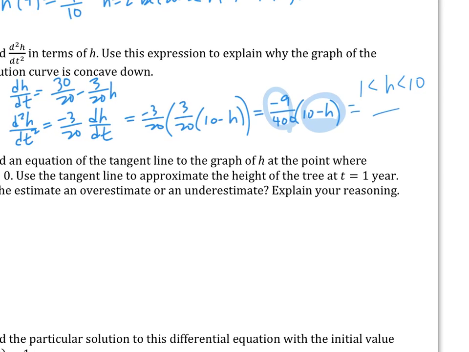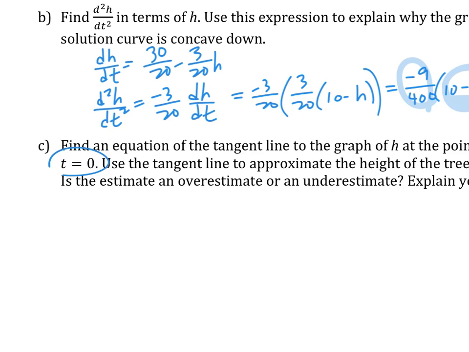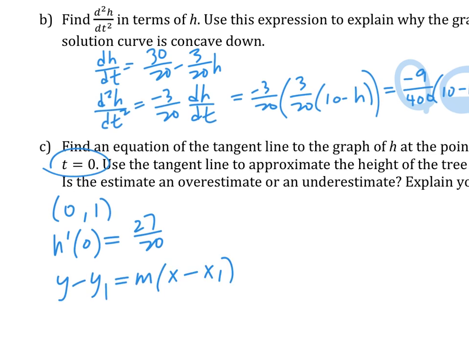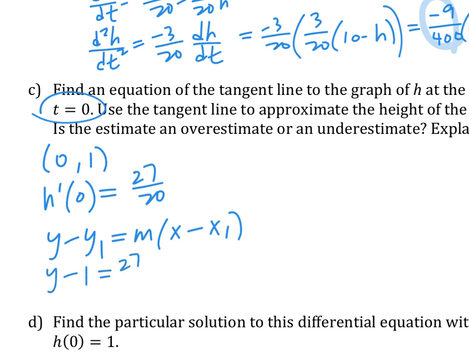Next, find the equation of the tangent line, and explain if it's an overestimate or underestimate. You should be able to do this now. Go ahead and do that. All right, they want you to find the tangent line at t equals 0. At t equals 0, the tree is 1 foot tall. So what you want to do is figure out the derivative at 0, which turns out to be 27 over 20. Then the equation is y minus y1 equals m times (x minus x1), so y minus 1 equals 27 over 20 times (x minus 0). They want you to use this line to approximate what happens at x equals 1.